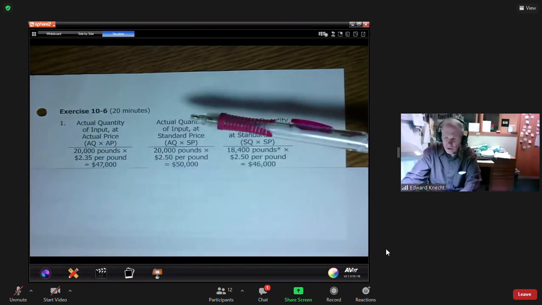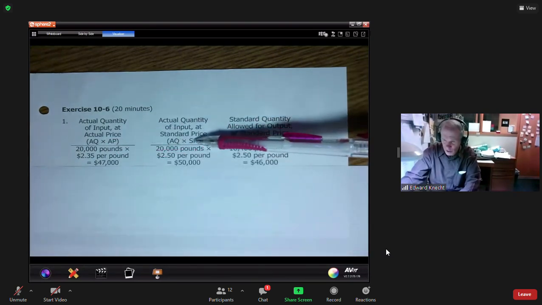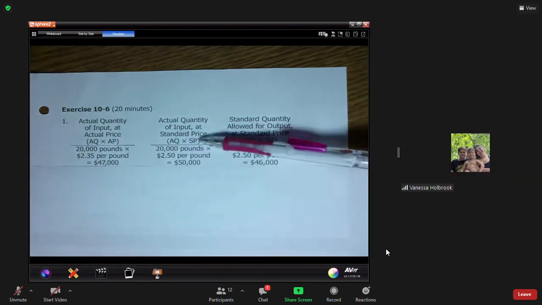Favorable or unfavorable? What's the name of the variance? Comparing this to that. Look at it. Actual quantity times actual price. Actual quantity times standard price. What's different? Unfavorable.